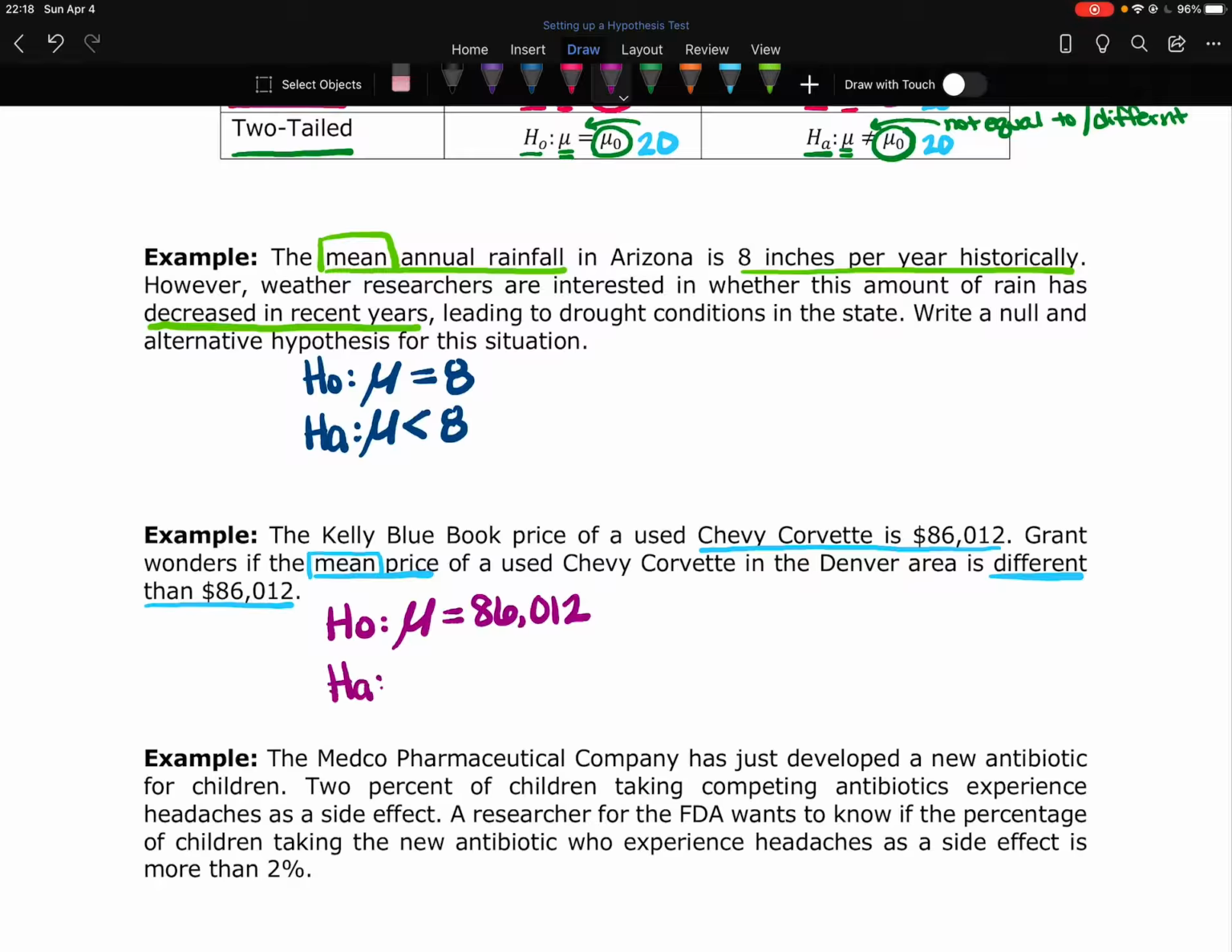And then the alternative, which is HA, would be still mu. But then Grant thinks that it's different, so he doesn't know whether it's more than or less than. So that's going to be the not equal to symbol. And then 86,012.